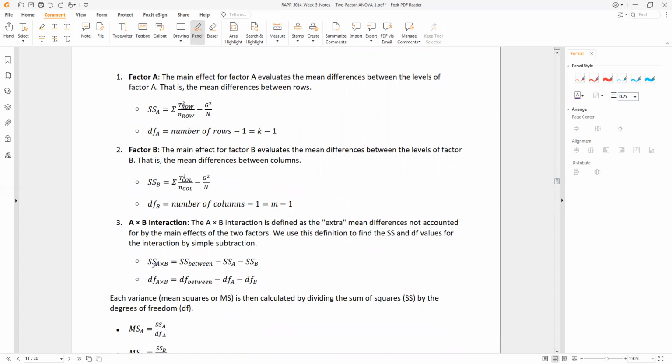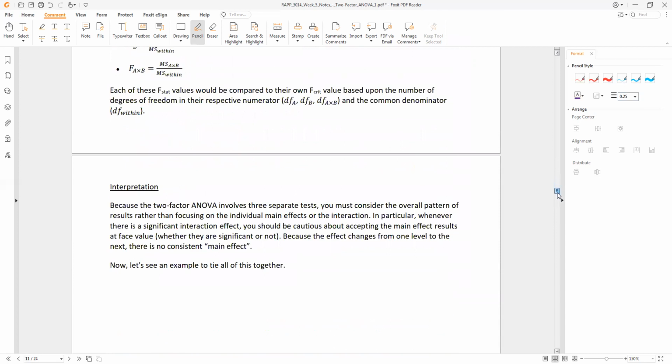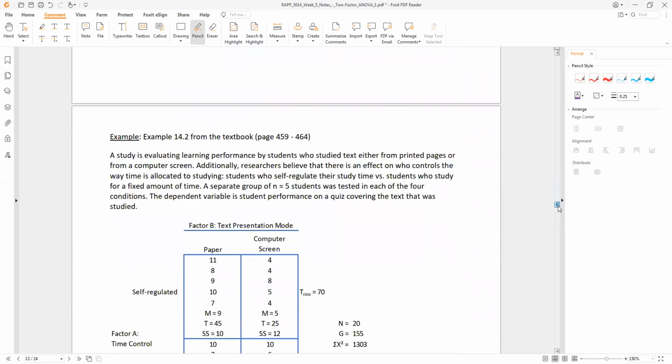But the interaction term is going to be very easy. The interaction term, we're just going to figure out what's left, right? We're going to already know the SS between, and we're just going to subtract the two factor SS's to see what's left. Okay, and we're going to have the degrees of freedom based on number of rows minus 1 or number of columns minus 1. It's going to be pretty straightforward. I think we should just jump into an example and see how it goes.